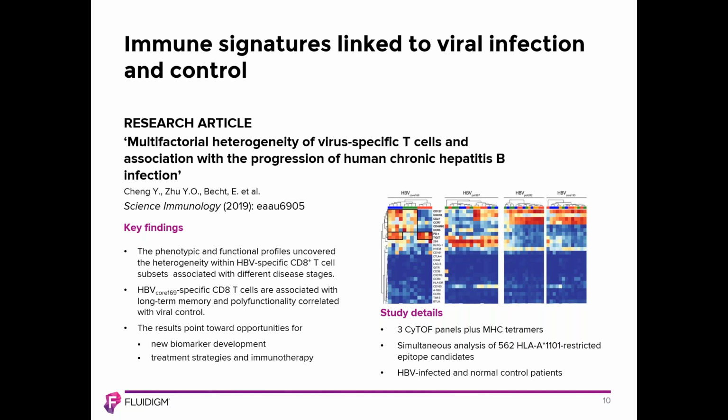Moreover, they were able to show that even though a specific CD8 T cell population subset is responsive to the same antigen, they consist of different subsets linked to disease stages. The authors found that HBV core 169 specific CD8 T cells are associated with long-term memory and polyfunctionality correlated with viral control. These results point toward opportunities for new biomarker development as well as treatment strategies and immunotherapy.